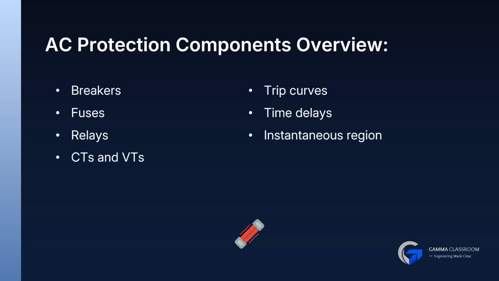AC protection is built from several components. Breakers and fuses provide primary protection. Relays provide intelligence. CTs and VTs feed measurement signals. Trip curves define how devices behave in fault conditions. Understanding each component is the foundation of proper coordination.